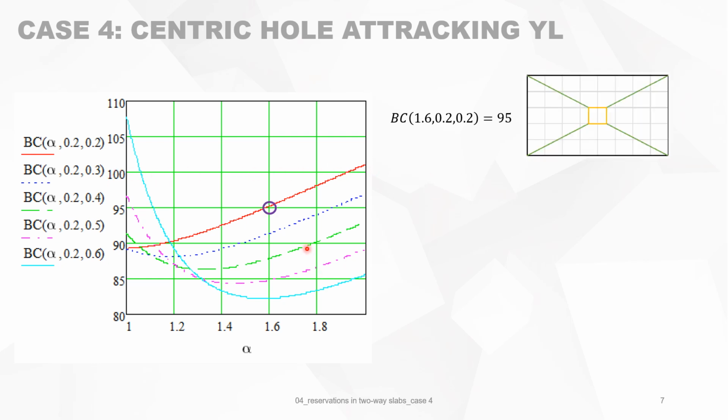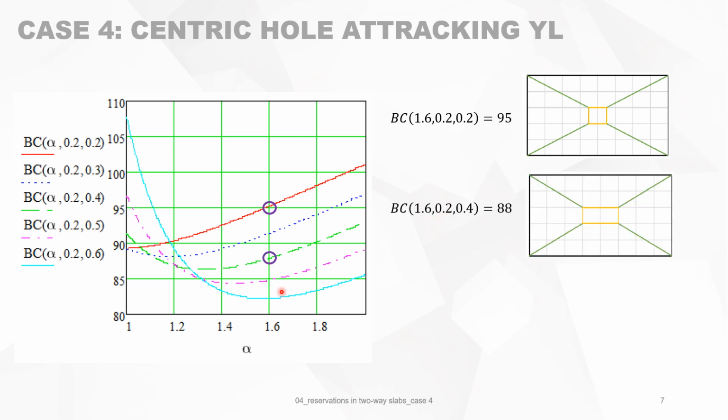We can now take one particular point, for instance, the red curve. Alpha is, for instance, 1.6 here, and alpha 1 is 0.2, and alpha 2 is also 0.2, which is the size of the centric hole. This point is 95. You see, okay, this corresponds. So it's 95%. A small hole like that, of 20% of the size of the smallest side of the slab, reduces your bearing capacity of the slab.